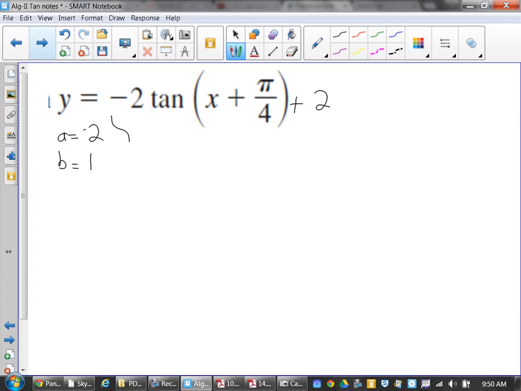Anyway, in this case, your period is going to be what? Pi. So your period is going to be pi. Where will your asymptotes go for the original? Pi over 2. Good. So in our original, we know that our asymptotes are going to be at x equals plus or minus pi over 2. Your H value is what? Negative pi over 4. And your K value is 2.